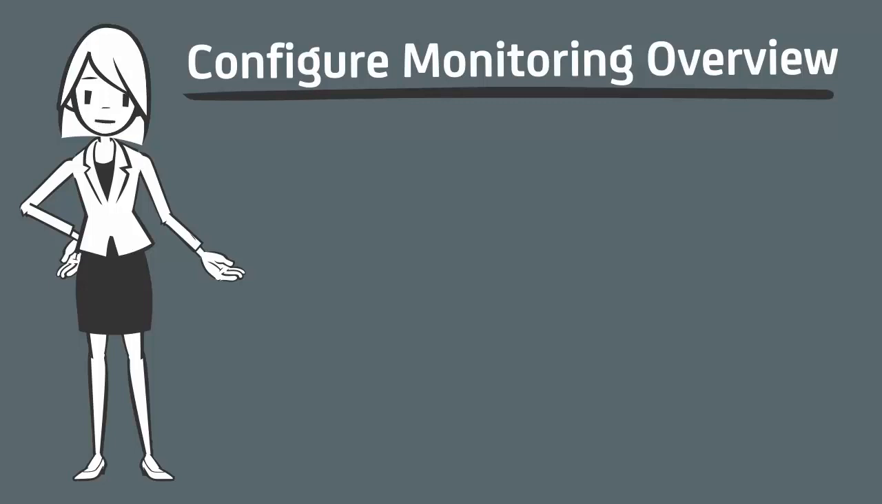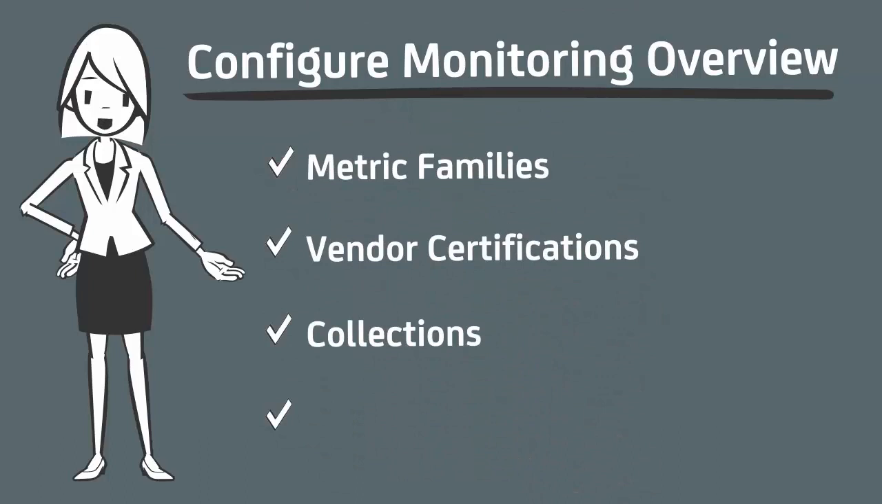Monitoring configuration involves 4 different item types: metric families, vendor certifications, collections, and monitoring profiles. The 4 different item types work together to specify CA Performance Management monitoring behavior. This video examines the steps necessary to configure monitoring with CA Performance Management 3.2.